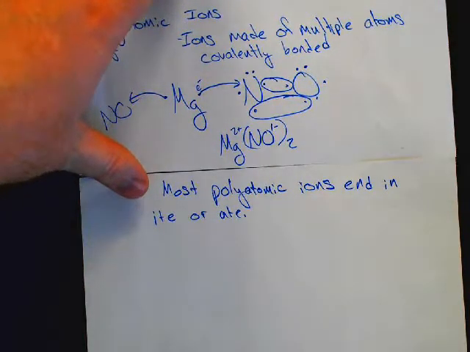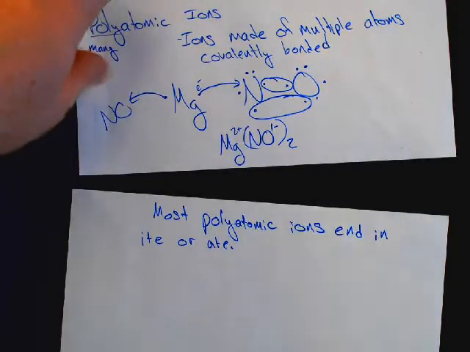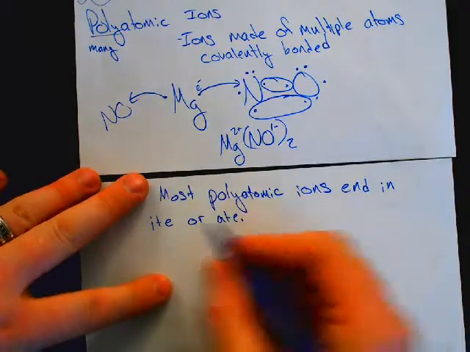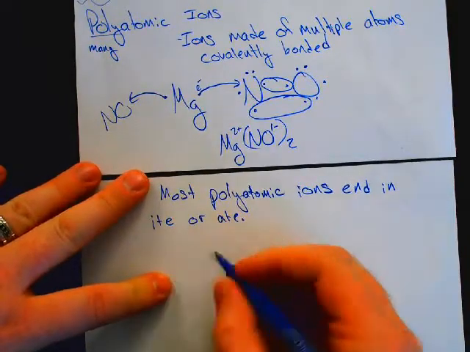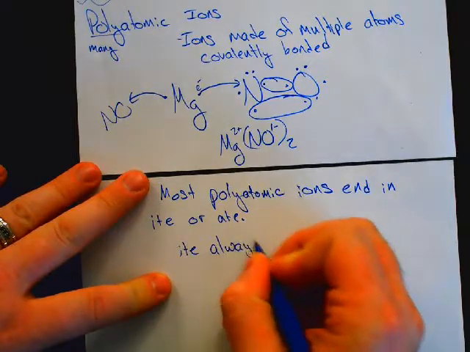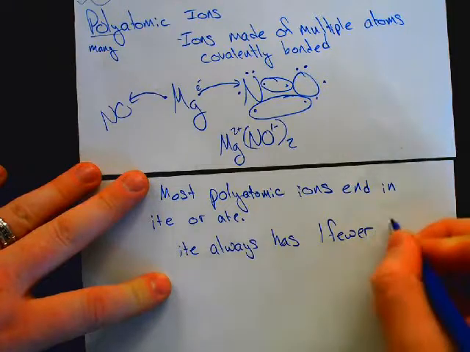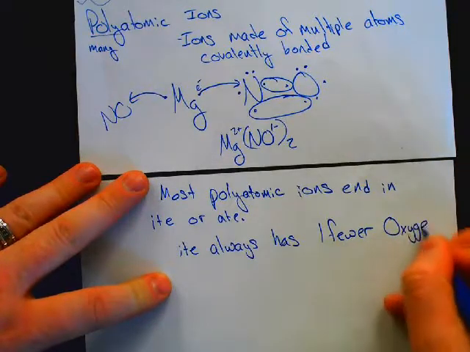How are they different? They're within one of each other. Can somebody be a little more specific? They're only one over. Which has more? Ate. Does it always? Yes. Ite always has one fewer oxygen than ate.